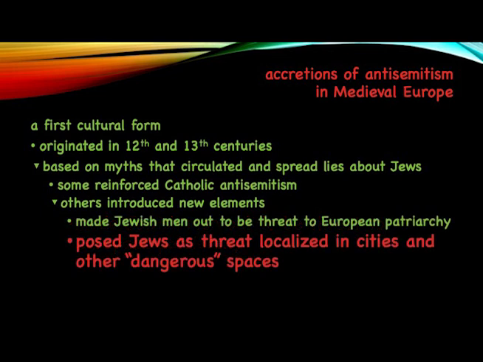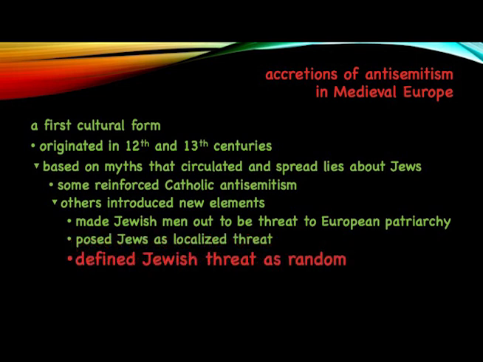This first form of cultural anti-Semitism also posed Jews as a local threat. The threat was situated specifically in dangerous spaces like cities and other areas outside the confines of rural societies, in forests and river crossings. The myths presented the threat of Jewish men as random. For instance, the myth of William of Norwich, which singled out rabbis specifically, recounted that they supposedly met annually in El-Andalus to select a city somewhere in Catholic Europe for the ritual murder of a Catholic boy.